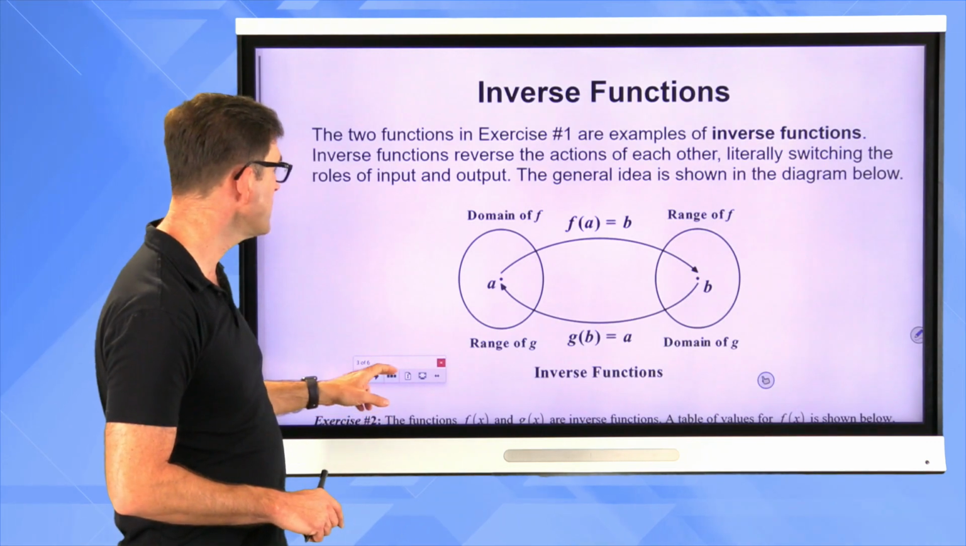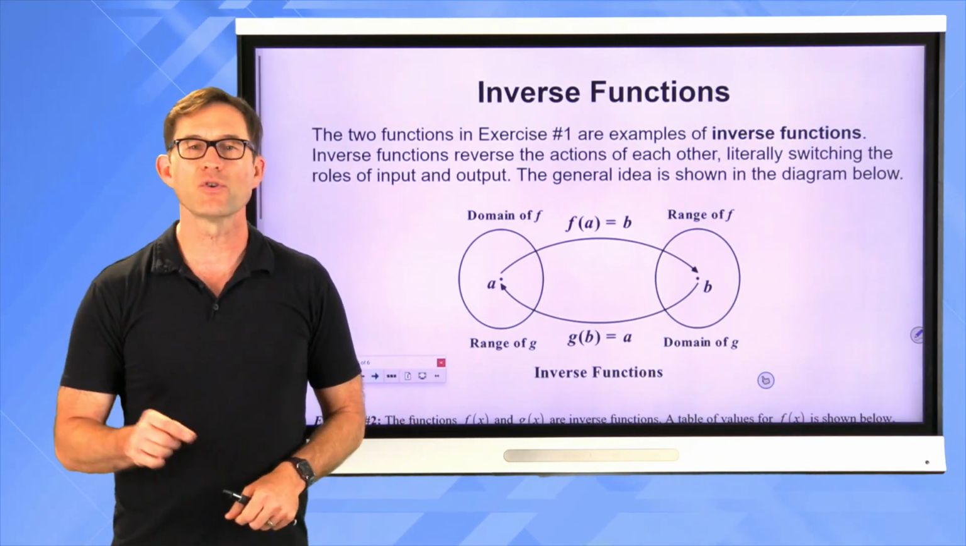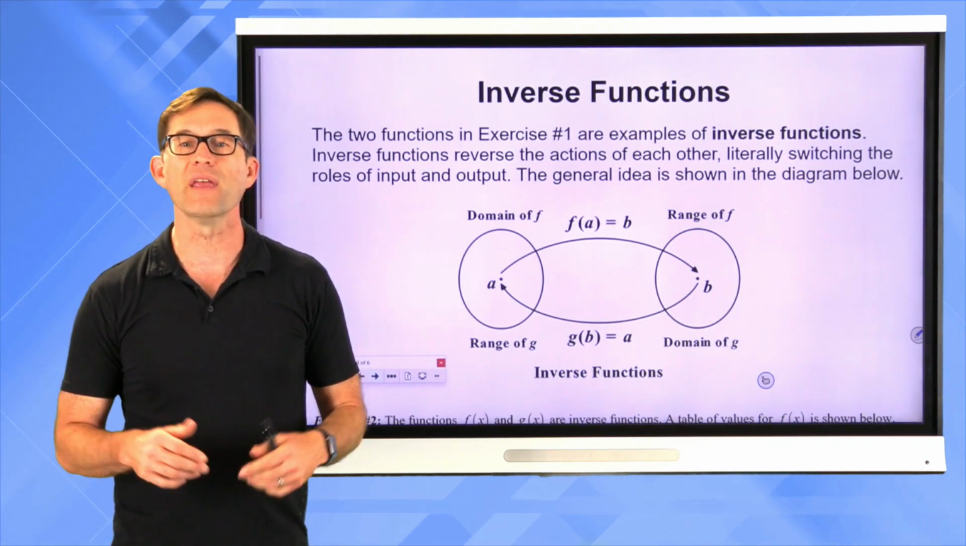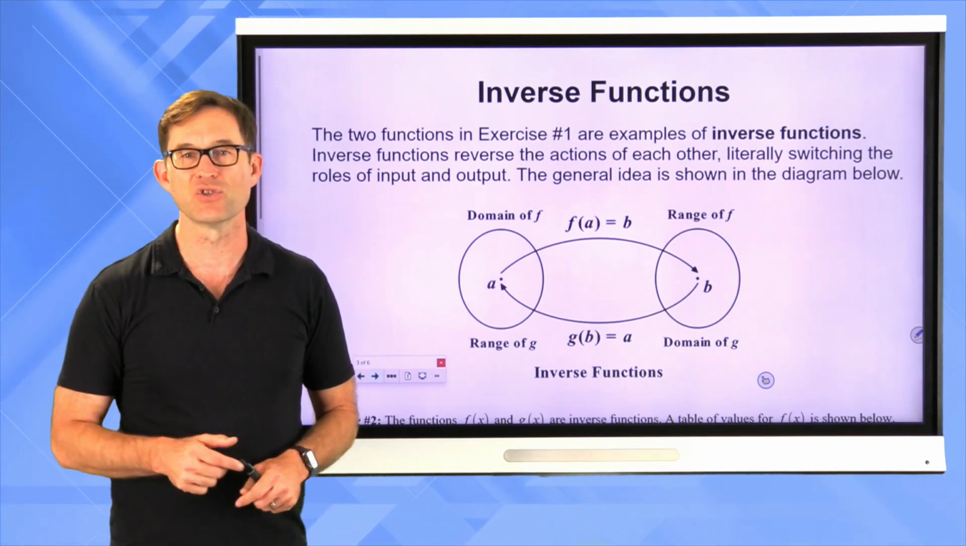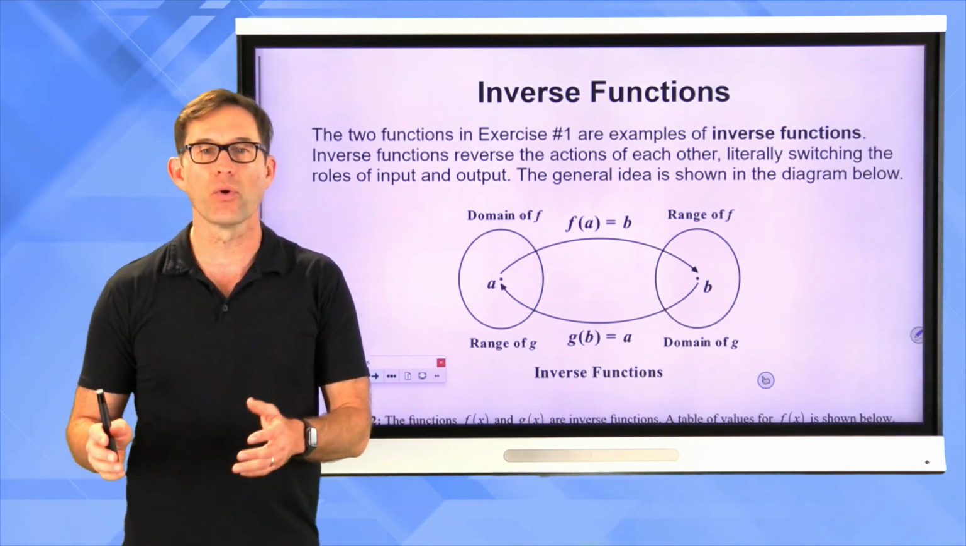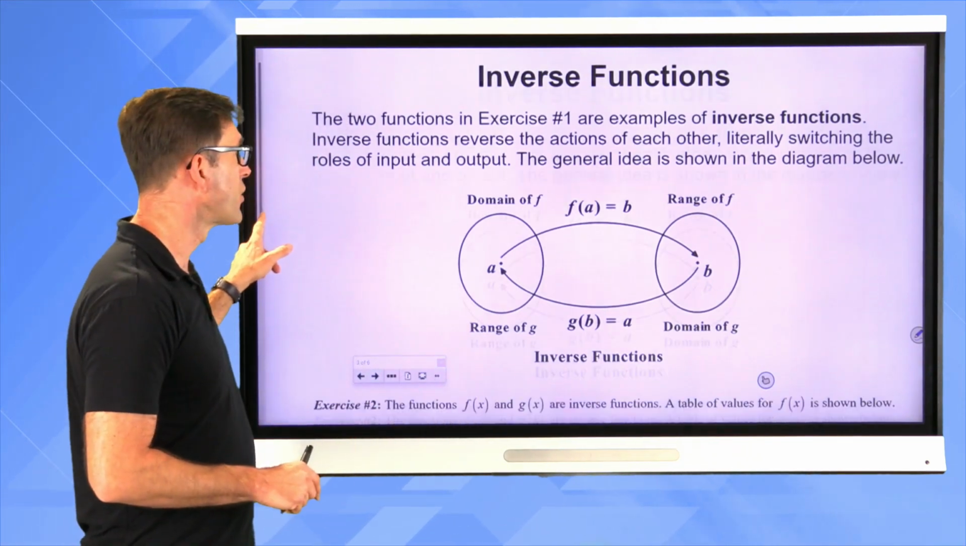So where does this leave us? It leaves us with the idea of inverse functions. The two functions in exercise 1 are examples of inverse functions. Inverse functions reverse the actions of each other, literally switching the roles of input and output. The general idea is shown in the diagram below.